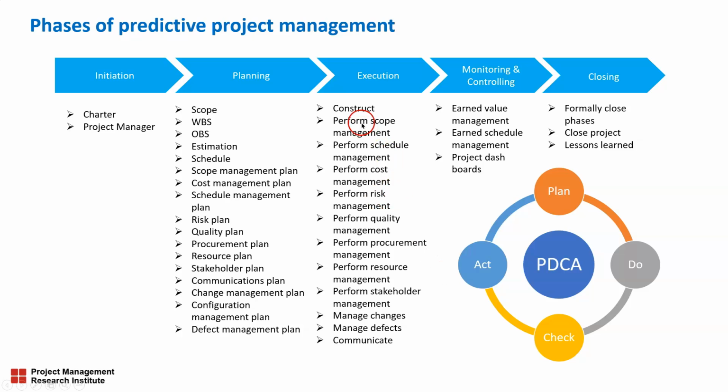To summarize, the natural flow of a project is sequenced in the form of initiation, planning, execution, monitoring and controlling, and closing. Under initiation, we develop the charter, identify the project manager. The project manager drives the project into planning phase. Then we do the work as per the plan during execution, and throughout, from the start of the project till the end of the project, we do the monitoring and controlling. The two key things here are the earned value management and the earned schedule management and the project dashboards.